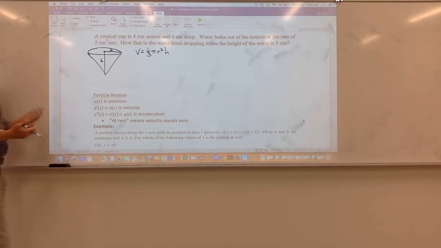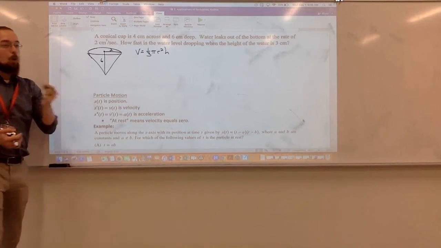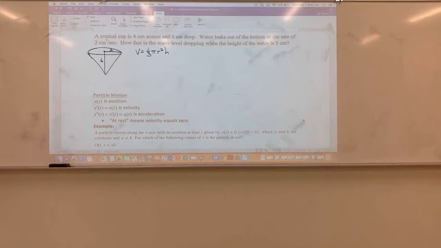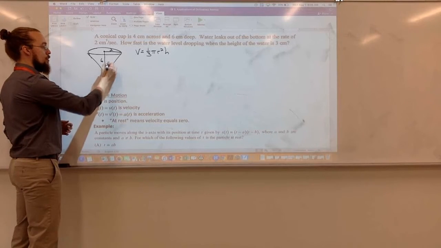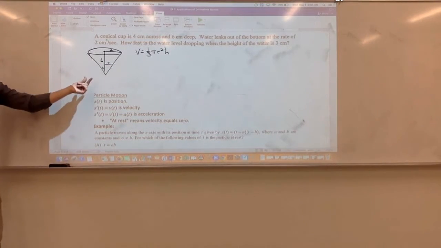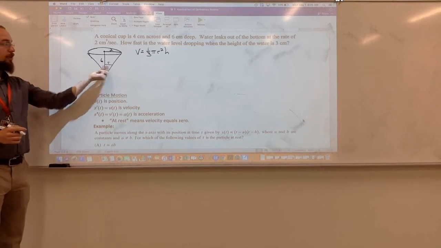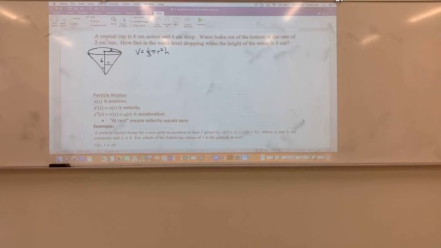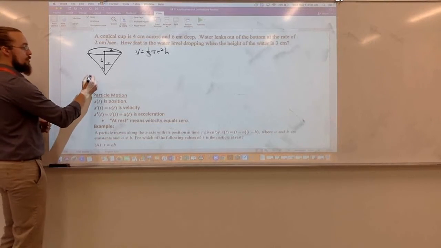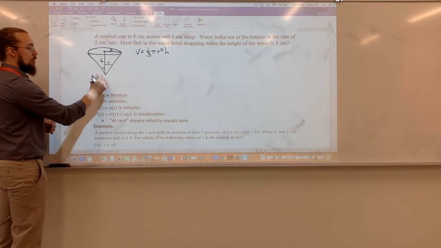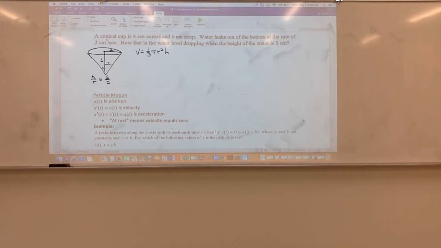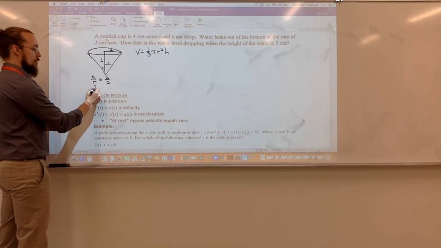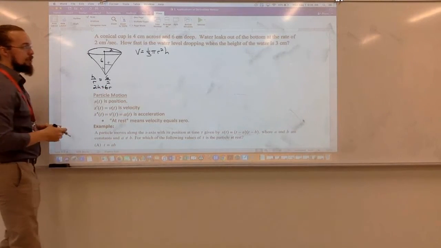So what that tells me is I want to rewrite my volume formula only in terms of h. To do that, we could use similar triangles. If I think about a triangle with h and r, I can set up a proportion here. So I could say h over r equals 6 over 2. You can cross multiply and get 2h equals 6r.